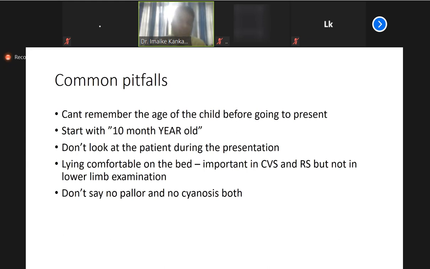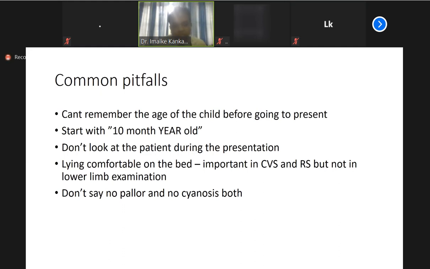So those things will carry marks. Not that we are exactly looking whether you are confident or not, but the way you present. And so presentation skills will get a significant amount of marks. So don't say "lying comfortably on the bed" for all cases. Like in CNS, like this is lower limb examination, this statement is not needed. But it's very important in CVS and RS examination, that kind of a statement to begin with.